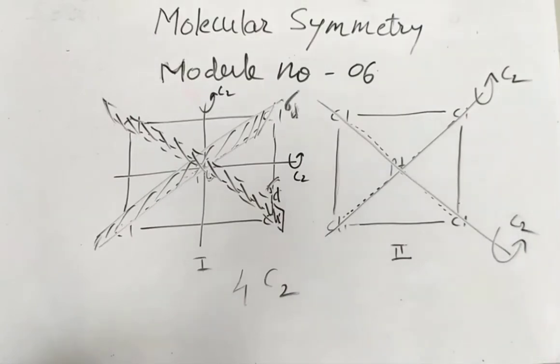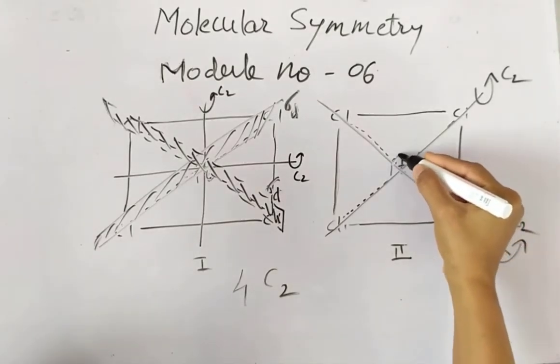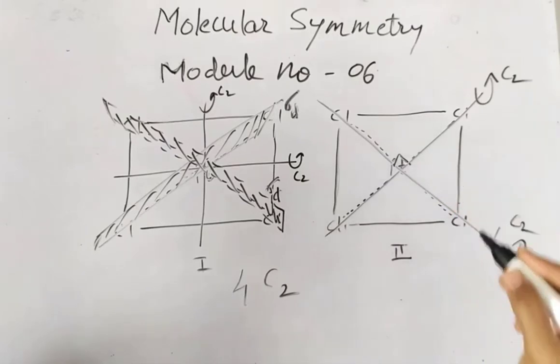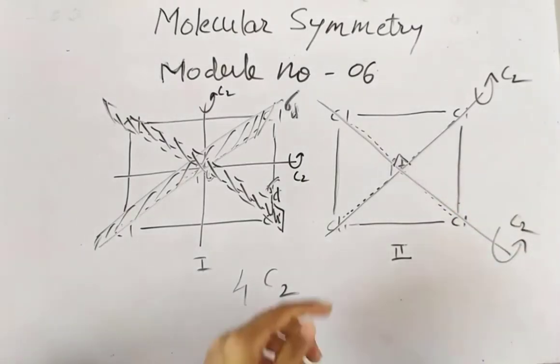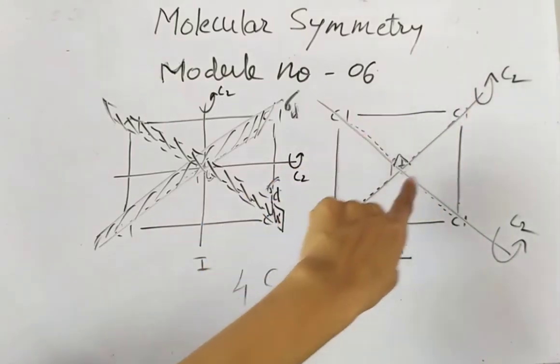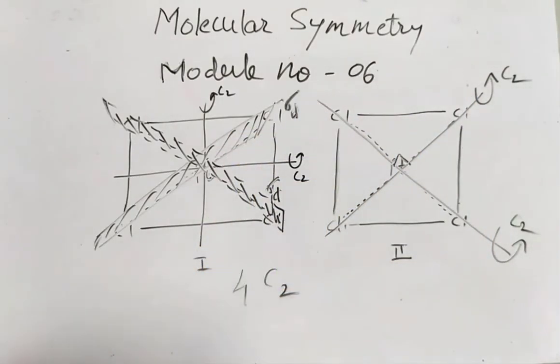This is another C2. Now tell me, what is the angle between these two C2 axes? Perpendicular, they are 90 degree, or they are also perpendicular to each other. Here also the angle formed is 90 degree, means right angle triangle. So these two C2s are also perpendicular to each other. Now we have to pass the plane which bisects these two C2s.